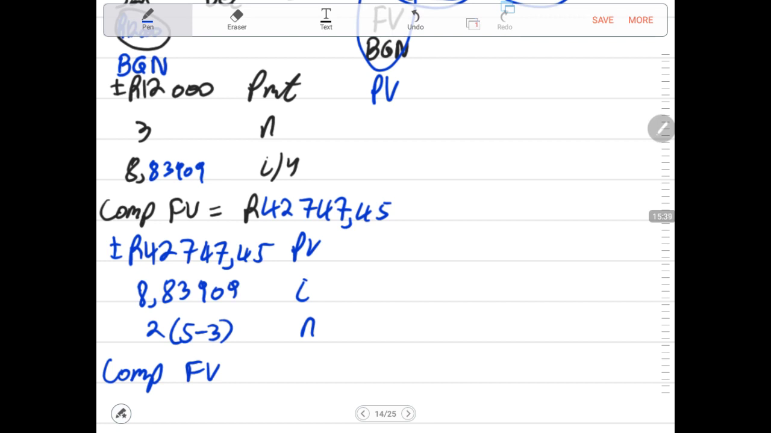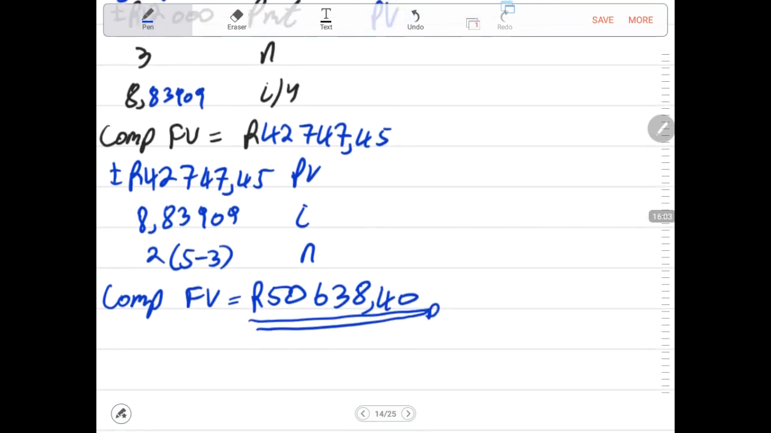Then we say plus minus 42,747.45 is the present value. 2 is our N. 8.83909 is our interest. Compute future value. Now our future value is an amount of 50,638 rands 40 cents. So now this is the amount that will be owing at the end of year 5.